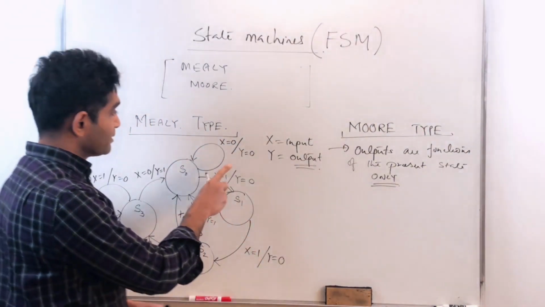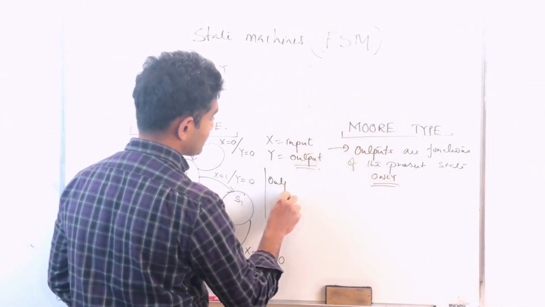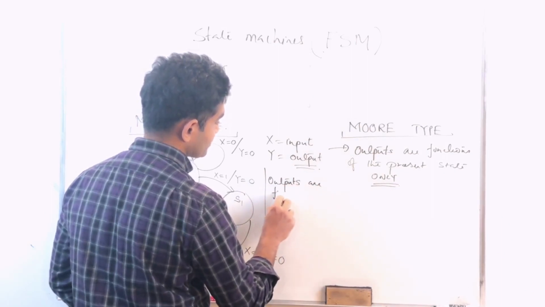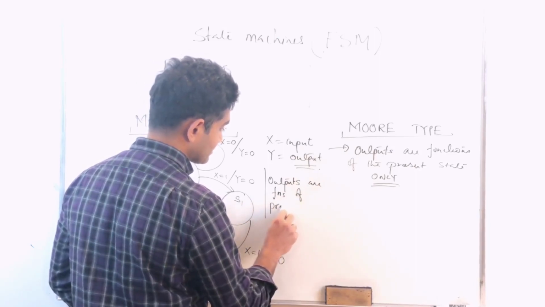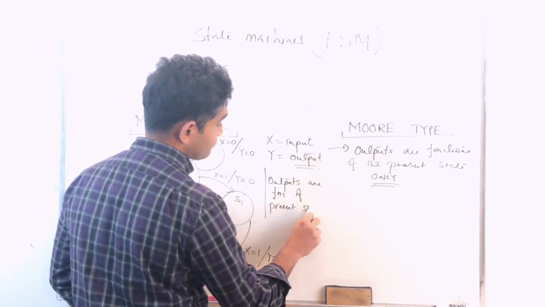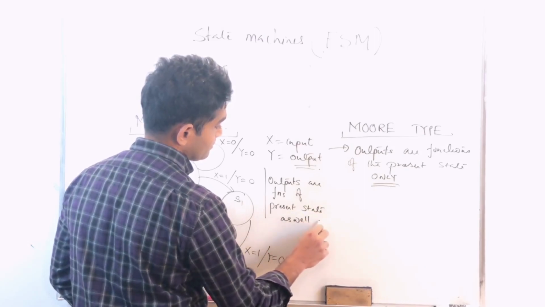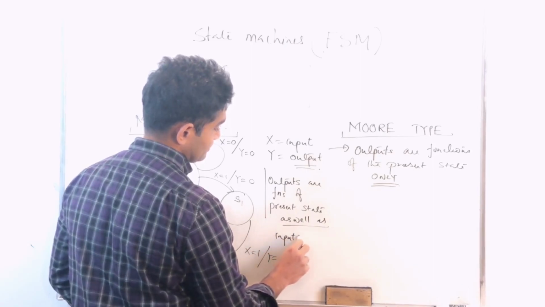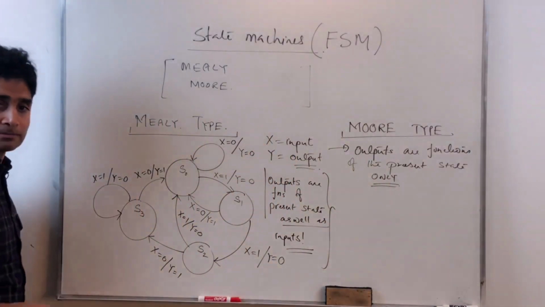In this case, the outputs, let me actually write it down. For the Mealy type, the outputs are functions of present state as well as the inputs. And that is signified by the way we draw the state diagram in this case.